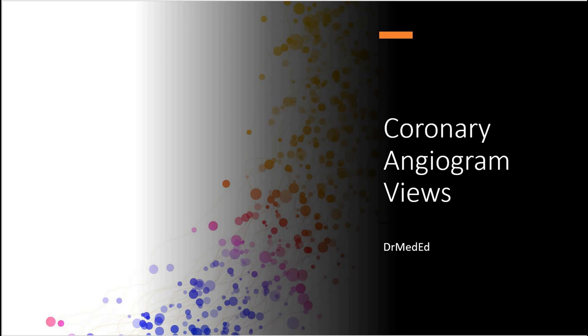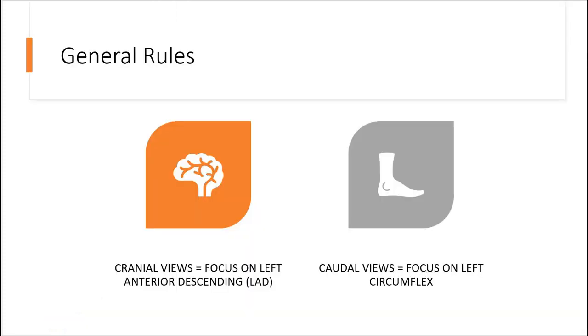Today we'll talk about coronary angiogram views. As a general rule, for the left coronary system, when the camera is pointed at the cranial views, the focus is on the left anterior descending artery. And when the camera is pointed at the caudal views, the focus is on the left circumflex artery.